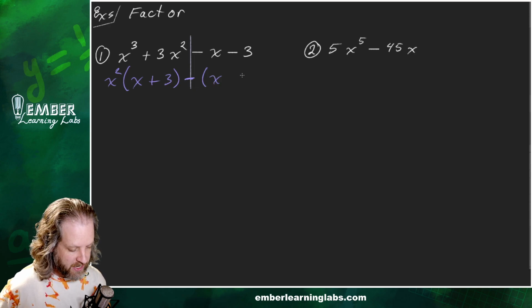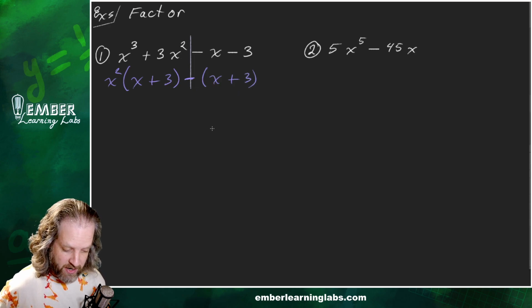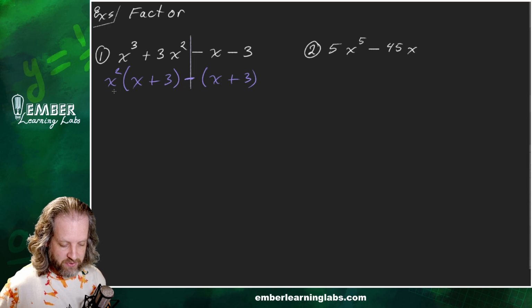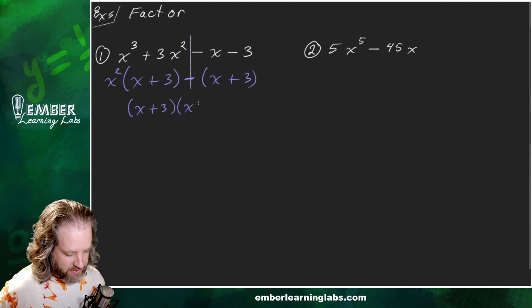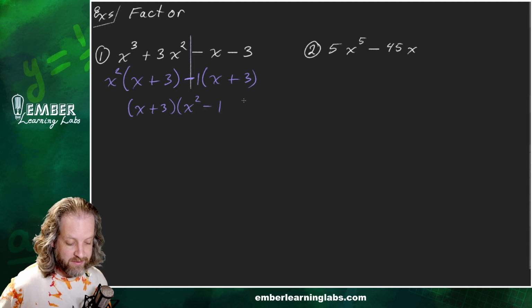So we just flip the signs, x plus 3, and then, wow, that's going to match, right? So the x plus 3s are in common. So we're going to pull out the x plus 3, leaving us with x squared minus 1, right? There's that 1 right there.